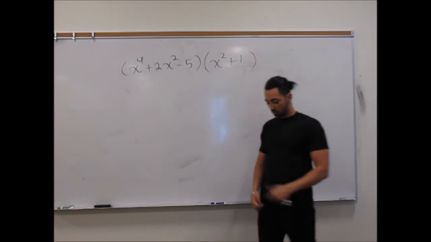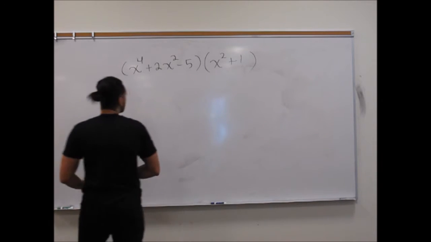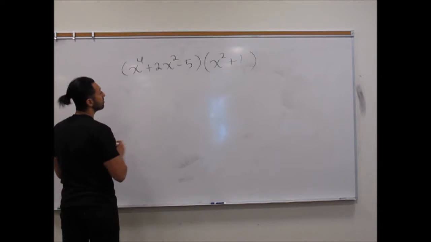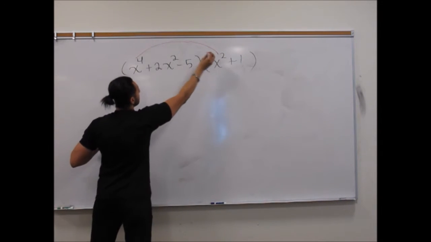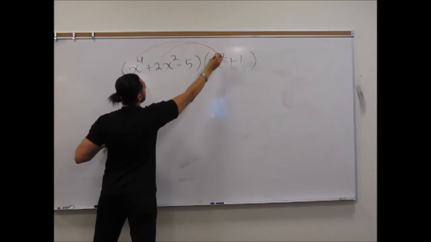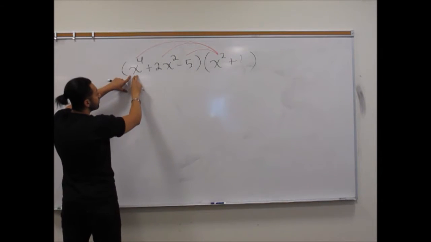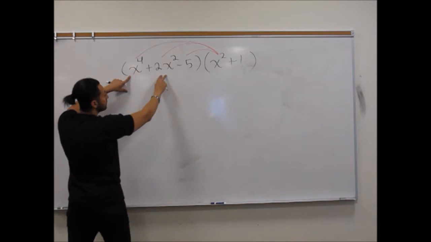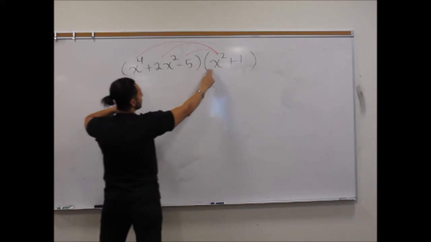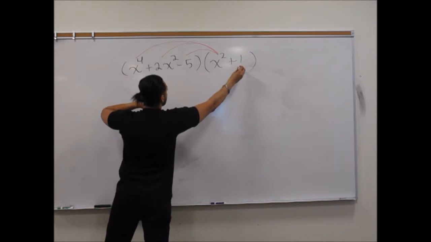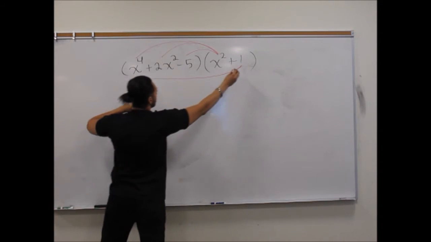Alrighty, so I'm just gonna think of it like the distributive property and distribute this x squared into each of these terms here. So I'm going to distribute into the x to the fourth first, next into the 2x squared, and finally into the negative 5. And since I'm completely done distributing that guy, I'm going to move on to the 1 and distribute that into every single term as well.